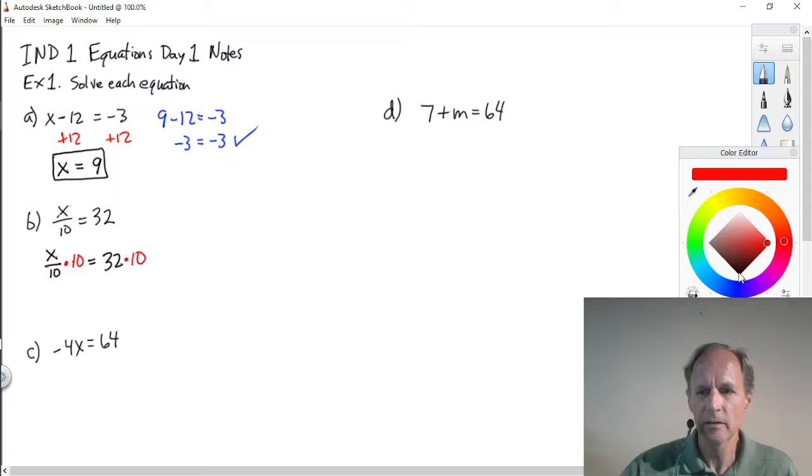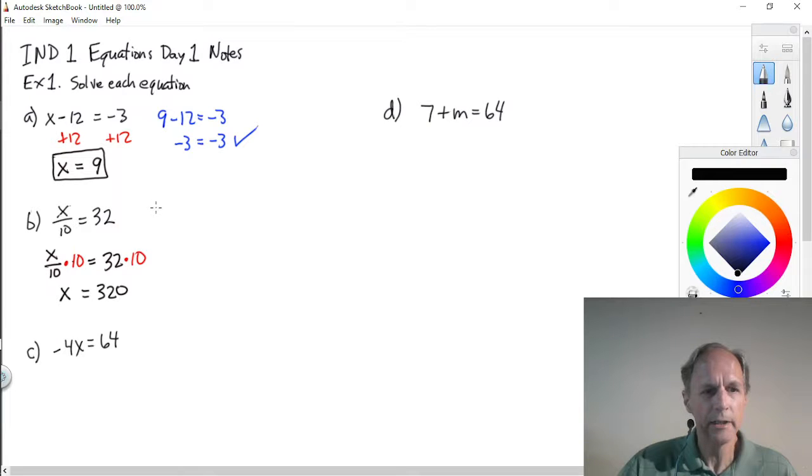And on the left, just as we intended, the 10's cancel. You have 10 in the numerator, 10 in the denominator. And the effect of that is, well, we're dividing by 10. We're also multiplying by 10. They cancel out. It's the same thing as just multiplying by 1, right? So it just leaves x. On the left, 320. And we're done. We have our answer. Let's check that one.